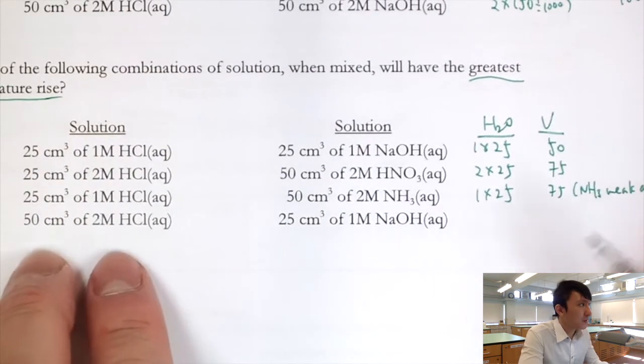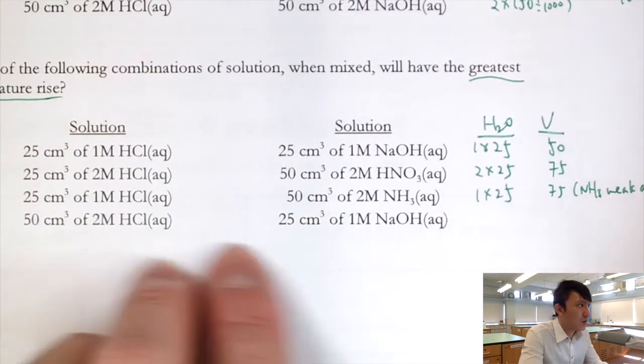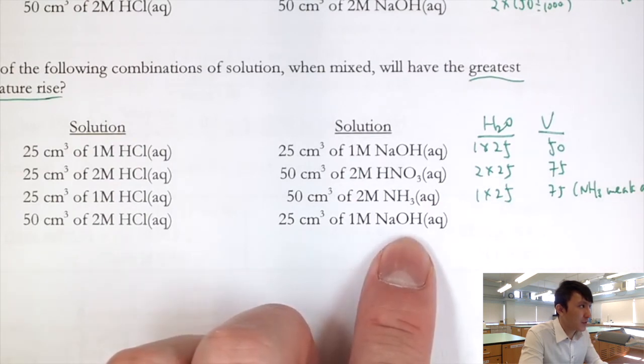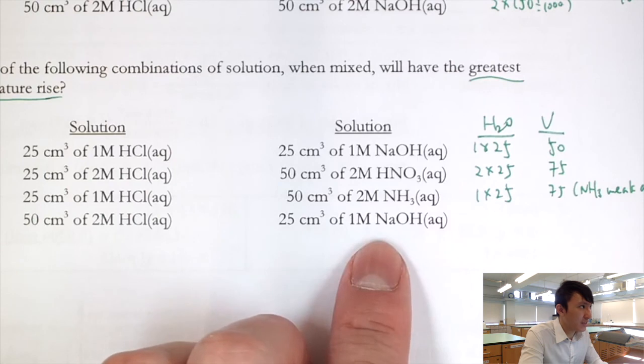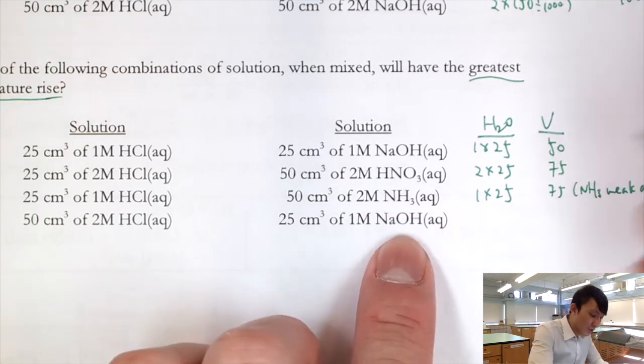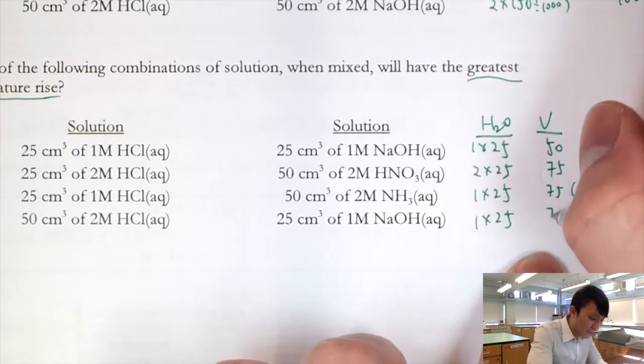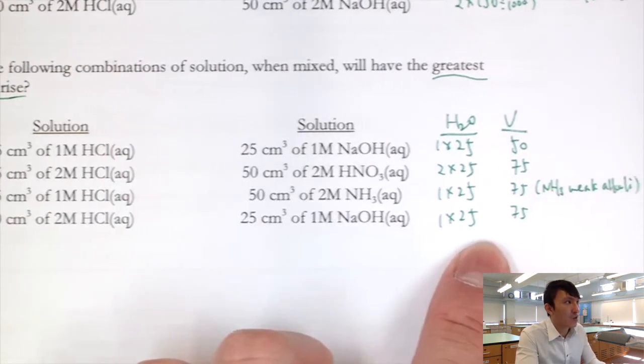And lastly, 50 cm cube 2 M HCl, 25 cm cube 1M NaOH. So here, again, the limiting reagent is the sodium hydroxide. So it is 1 times 25. The total volume is 75. Okay? Now we can compare.